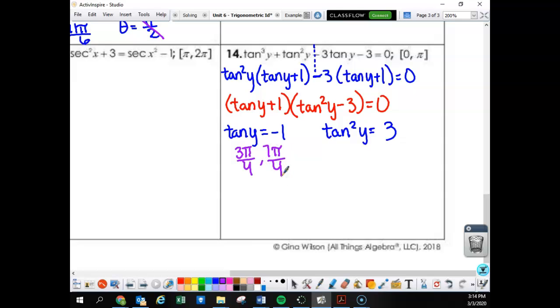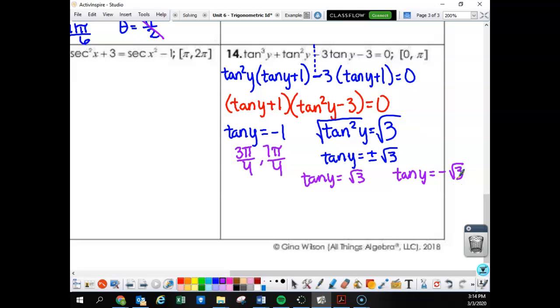Now, tangent squared y equals to 3. Here I'm going to take the square root of both sides, right? So I have tangent y equals to plus or minus the square root of 3. So you have to split it up into your two cases. So tangent y equals the square root of 3, and tangent y equals negative square root of 3. Well, we talked about this one yesterday, about how tangent y is y over x, right? So it's the y value over the x value. But we don't have square root of 3 and 1. We actually have square root of 3 over 2 and 1 over 2, and negative square root of 3 over 2 and 1 over 2.